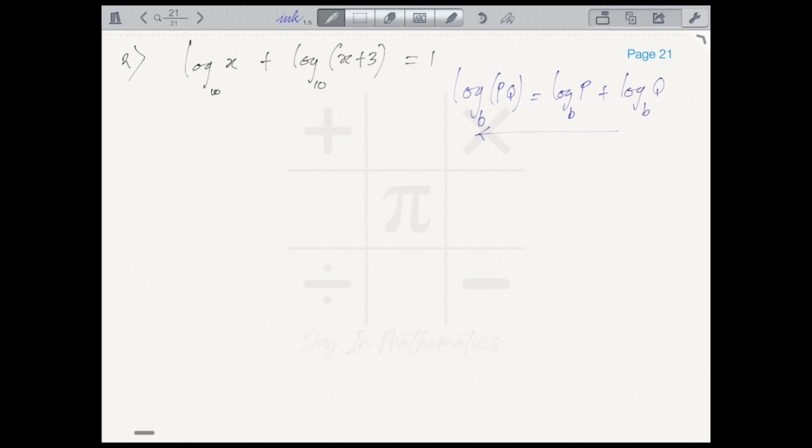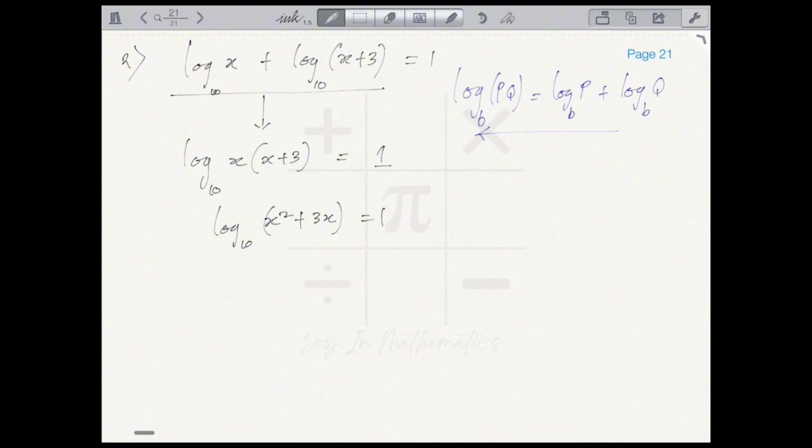Now we'll be going backwards so that we have an entire entity for this. So when we simplify this now, we are going to have log x multiplied by x plus 3, to base 10 will be equal to 1. Let's go over again: pq to the base of 10. Now simplifying this further, we have log to base 10 of x squared plus 3x is equal to 1.